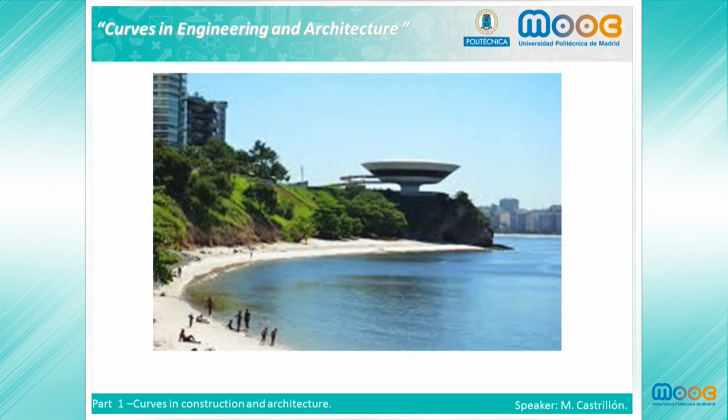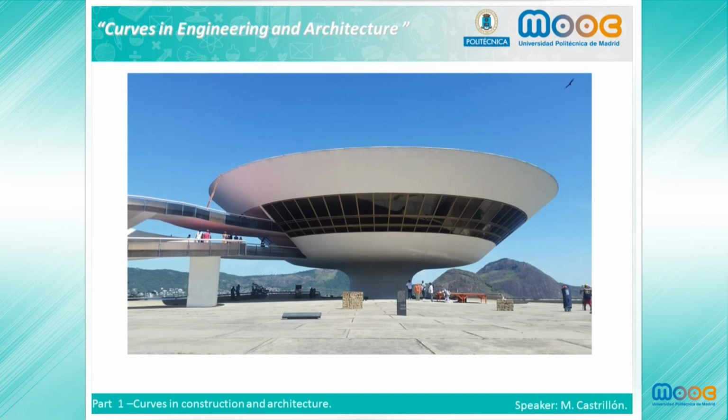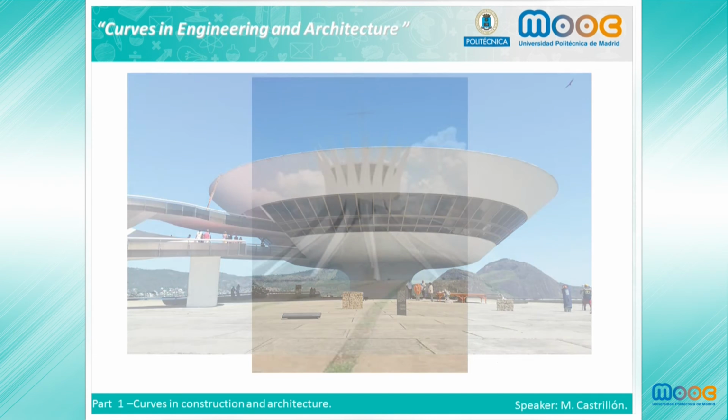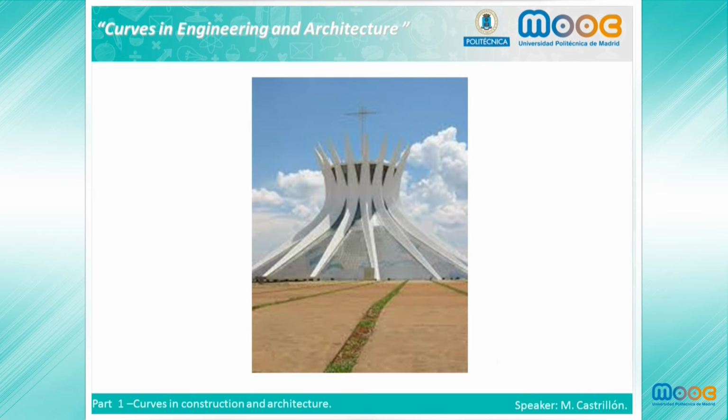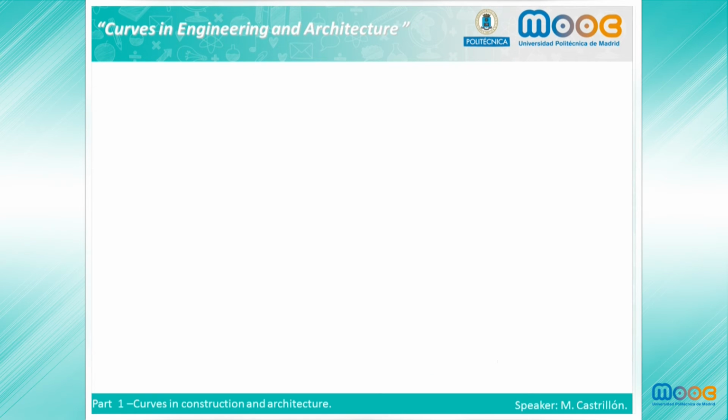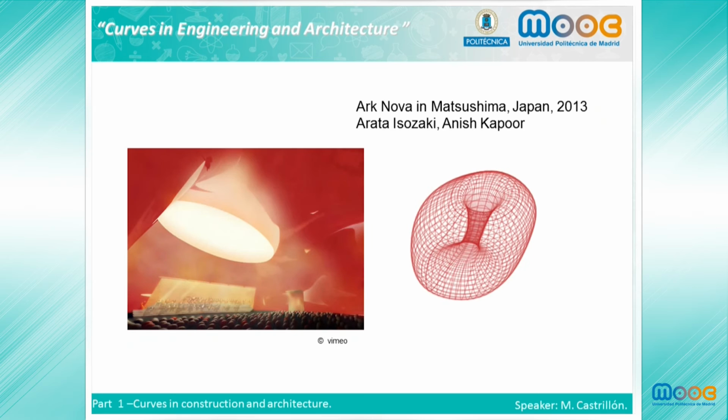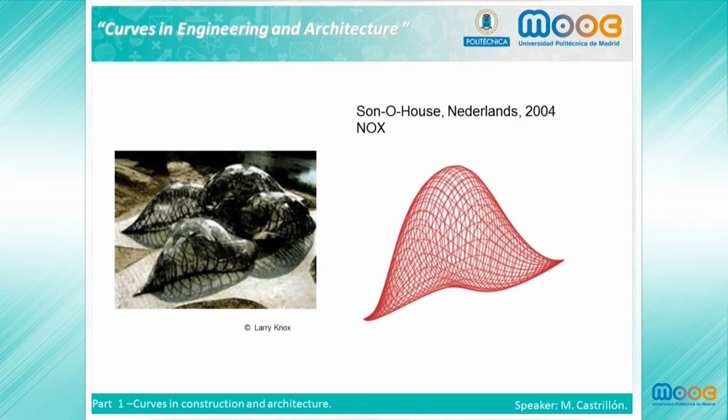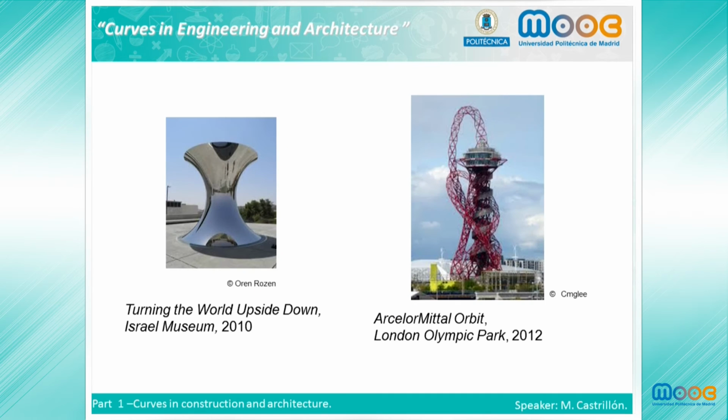Here we have some other of his masterpieces, the Museum in Niterói, again the Museum in Niterói, or the Cathedral of Brasilia. We also show some other famous constructions from other architects, as for example this one of Arata Isozaki and Anish Kapoor, or this one of the Knox Group in Holland. These other two were designed by the architect Anish Kapoor again.